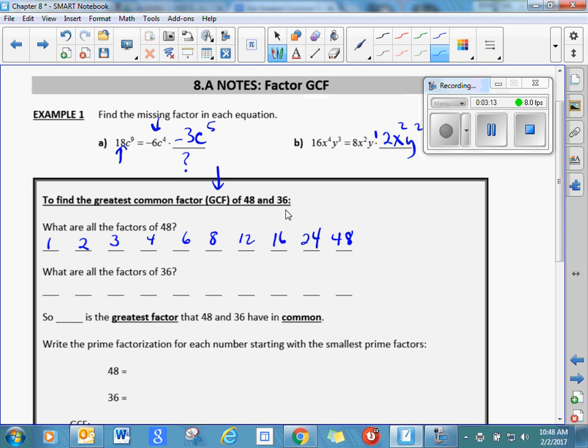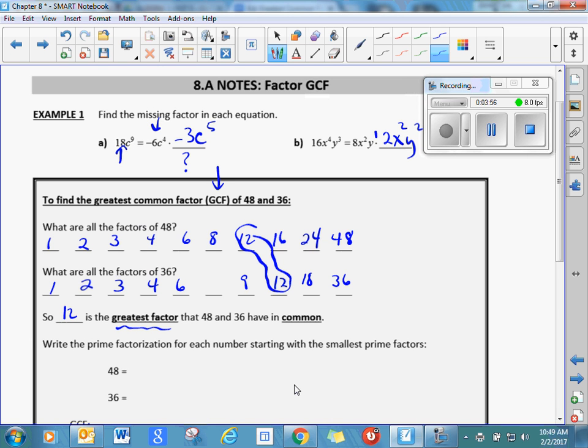Let's do the same thing quickly for 36: 1 and 36, 2 and 18, 3 and 12, 4 and 9, and 6 and 6. But you don't have to write the 6 twice. Anyway, the idea behind the GCF is looking at all the factors of these two numbers. What's the largest one, the greatest one, that they have in common? Well, they've got a bunch of factors in common, all these first 4 factors, but there's one that's biggest, and that's 12.